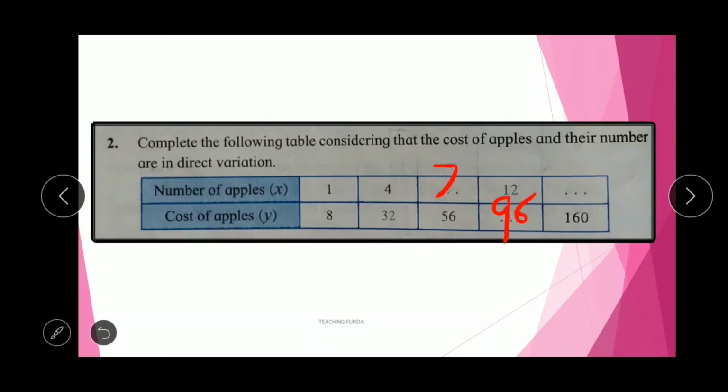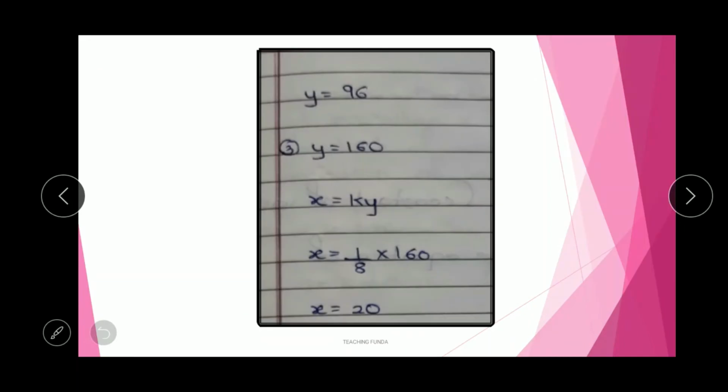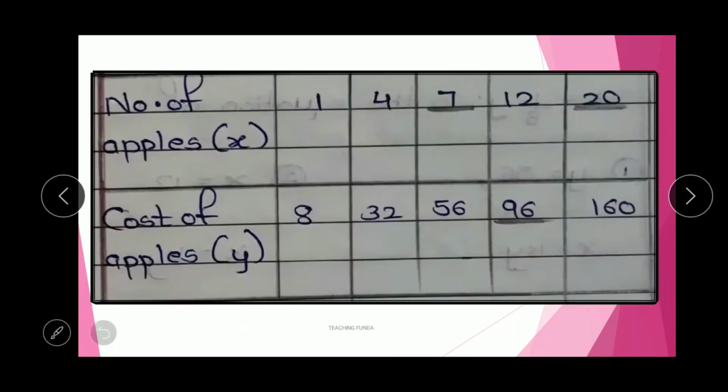And in the third case, x, that is the number of apples, is being asked. So here y is given, 160. So same formula, replace the values. In place of k, put 1/8 into 160. So x is equal to 20. See, 20. Now I have filled the table and I have shown it in front of you.